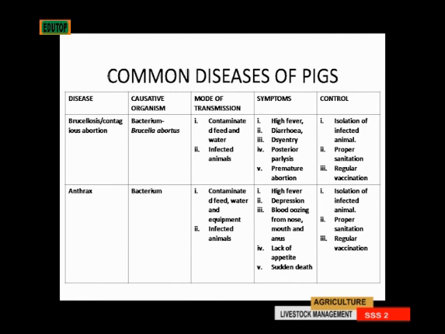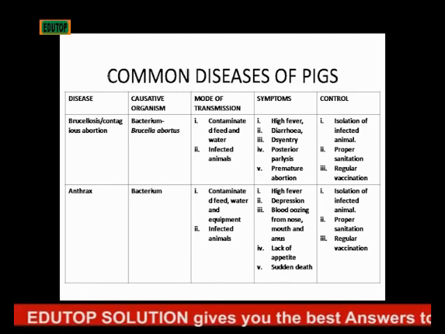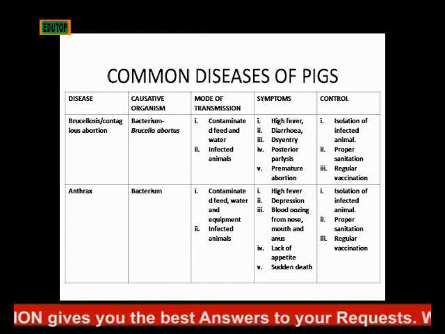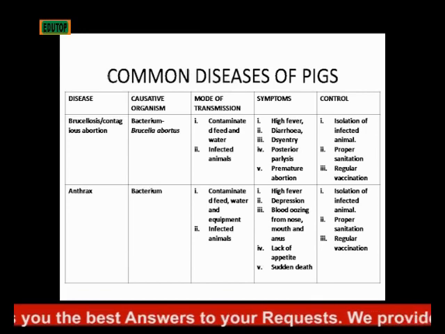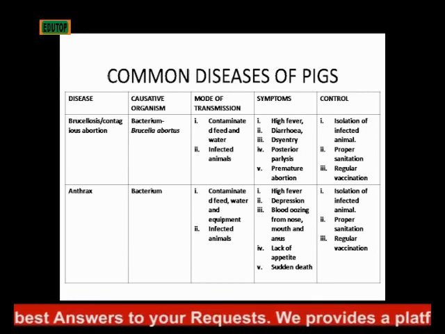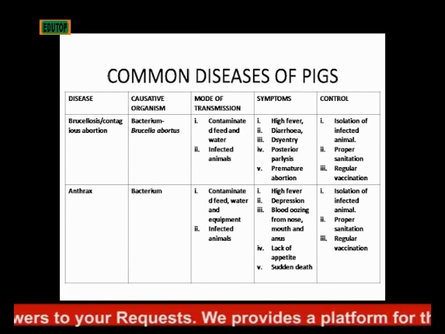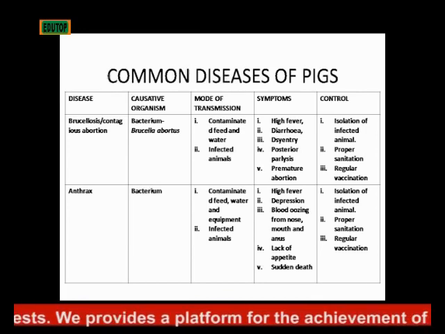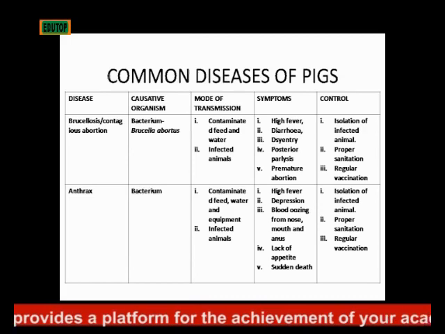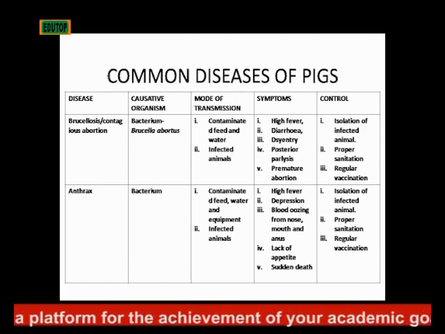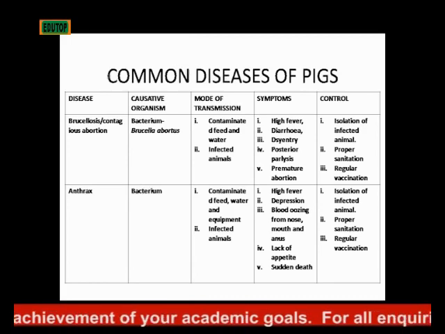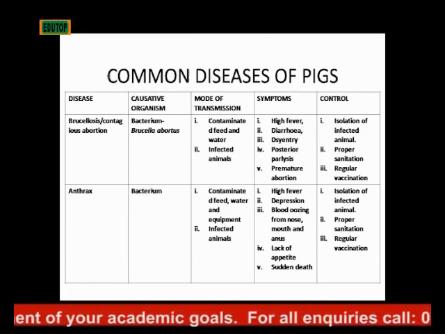Anthrax is also caused by a bacterium, and the same way of infection in brucellosis, through contaminated feed and water, then through infected animal. What are the symptoms of anthrax that you notice in your pig? High fever, depression, then there is blood oozing out from the nose, the mouth, and the anus of the pig. Then the animal loses its appetite, then sudden death.